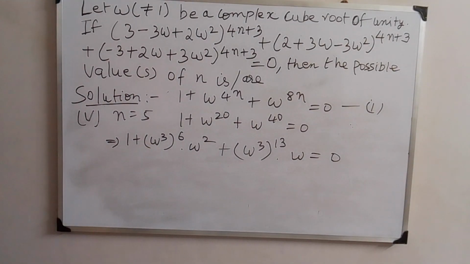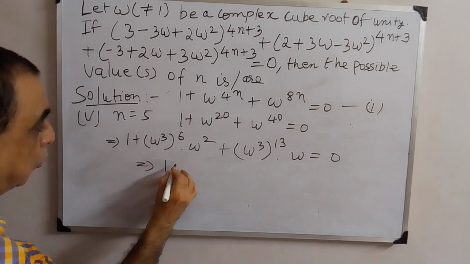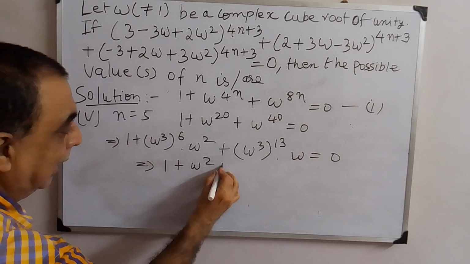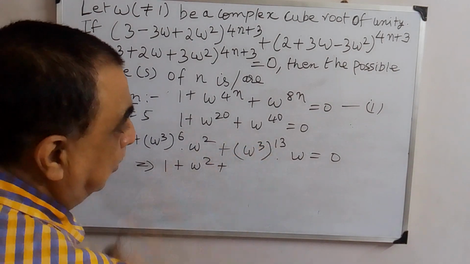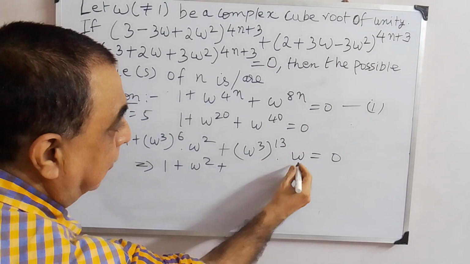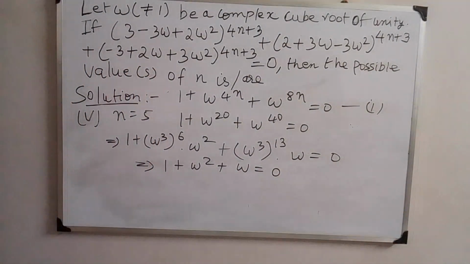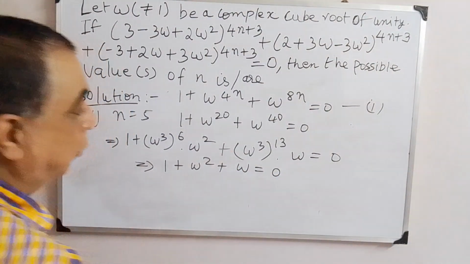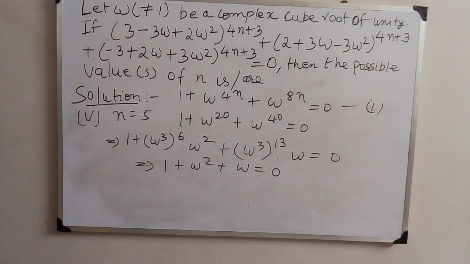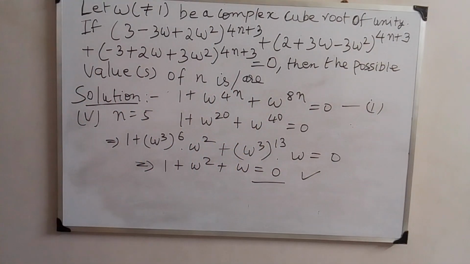Omega to the power 3 value is 1, so 1 to the power 6 is 1, and 1 into omega squared is omega squared. Similarly, here omega to the power 3 is 1, so 1 to the power 13 is 1, and 1 into omega is omega. So 1 plus omega plus omega squared is 0, always. So n equals 5 is also satisfying the given equation. So n value can be 5 as well.